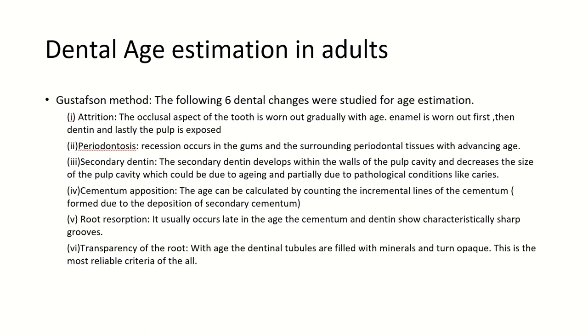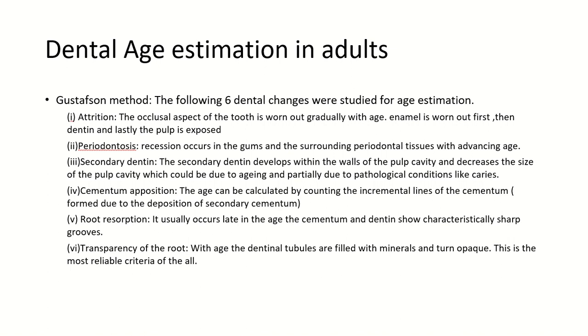Second is periodontosis, in which firstly there will be recession in the gums and the surrounding periodontal tissues with respect to the age. Third is secondary dentin. So secondary dentin develops within the walls of the pulp cavity, and due to this development the size of the pulp cavity decreases. So it can be due to aging or any other conditions, disease.